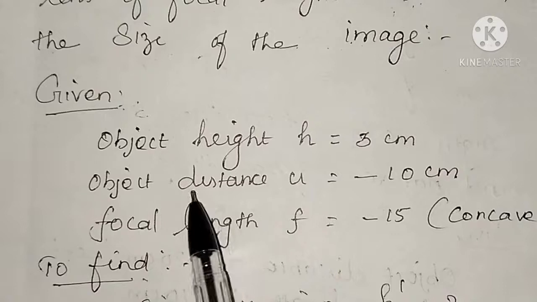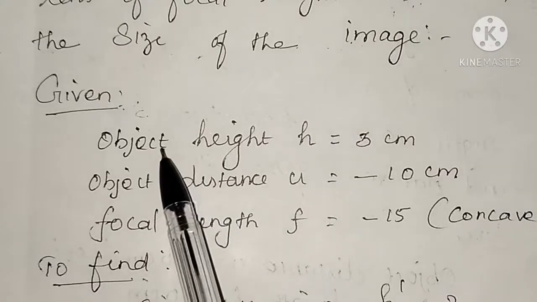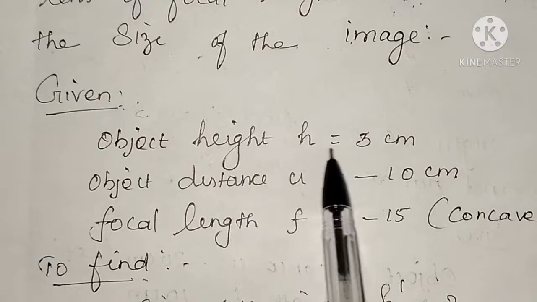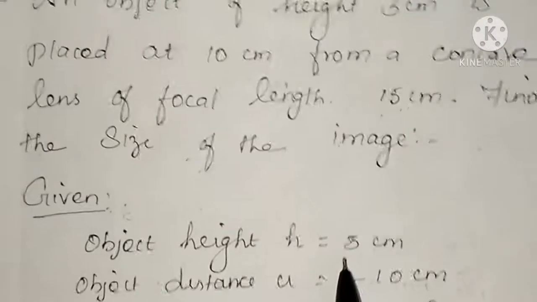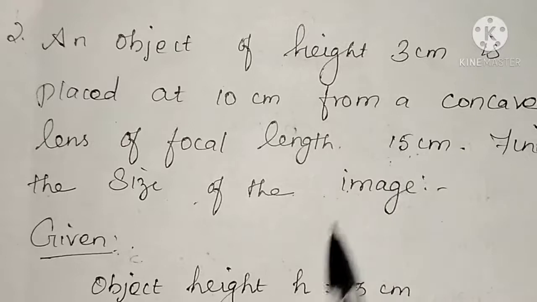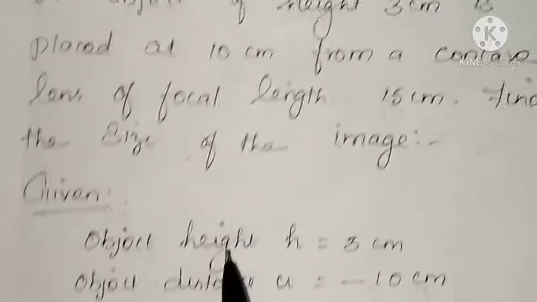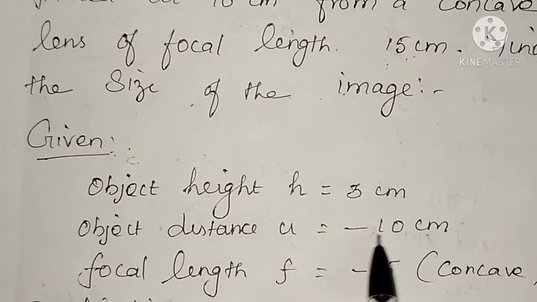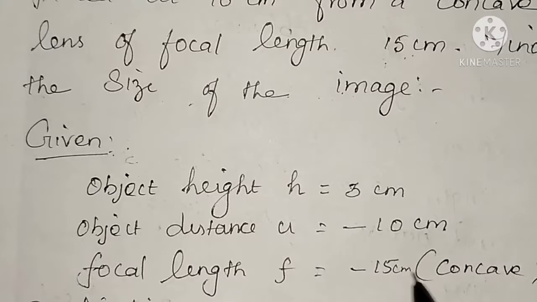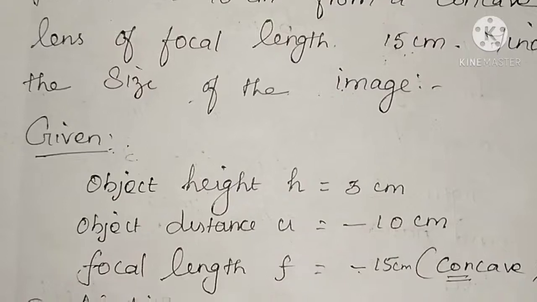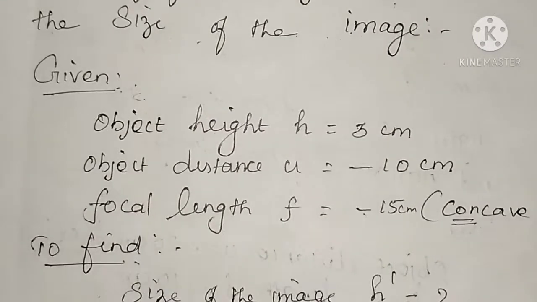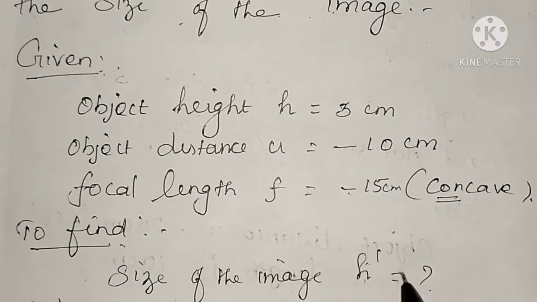See here, first write the given data. Height of the object h is equal to 3 centimeter. Next, object distance is 10 centimeter. Object distance u is equal to minus 10. Minus, you know, because it is on the left side. The object is placed on the left side of the lens. Focal length f is equal to minus 15 centimeter. For a concave lens we have to put the negative sign. And we have to find the size of the image, that is, the h dash value.